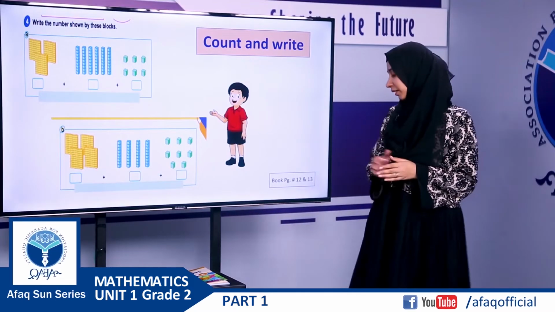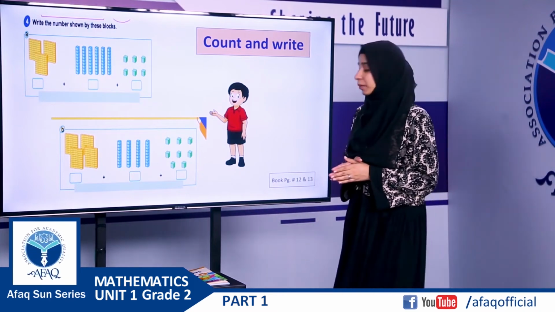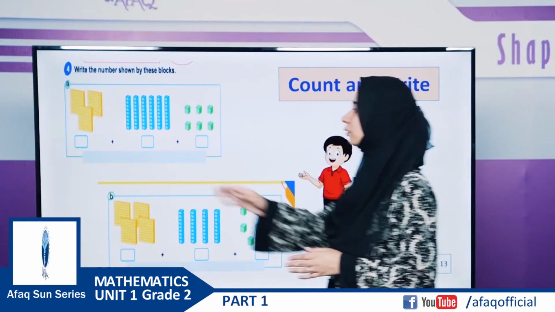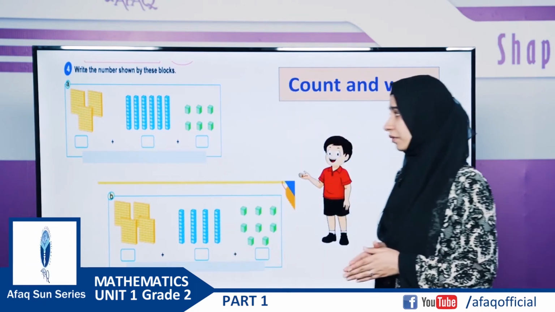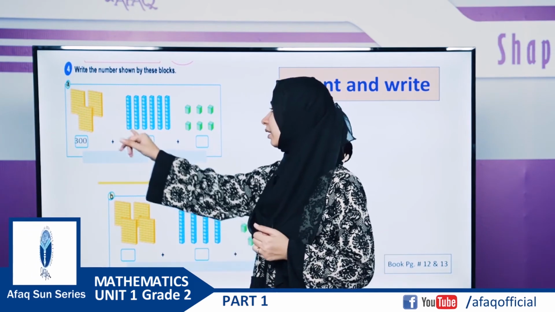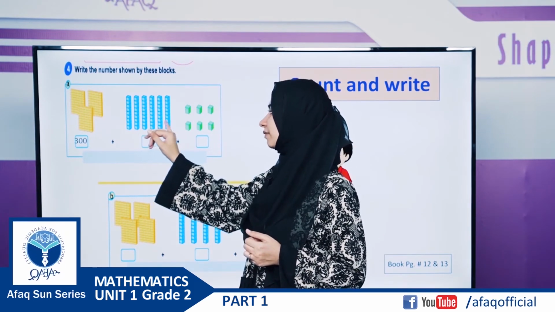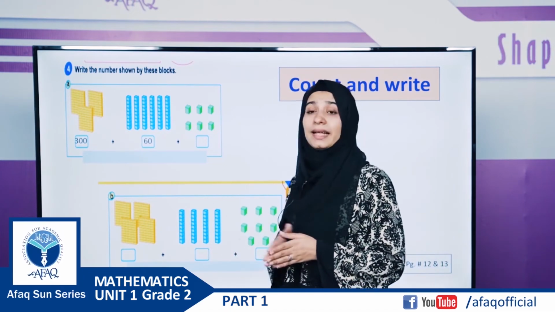So students, now open up your book page number 12 and 13. Here are a few questions from book page number 12 and 13. You know how to solve them. You need to count these blocks and write them over here. Let me do one for you. Here are 3 blocks that represent 300. And here are 1, 2, 3, 4, 5, 6 blocks that represent number 60, because these are representing the tens.